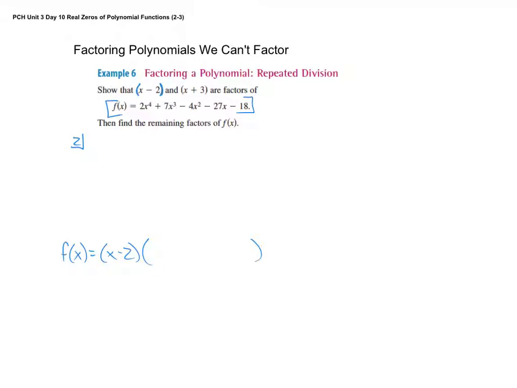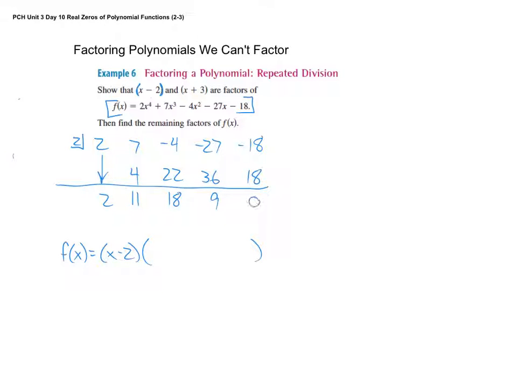So I put my 2 in the box. I've got 2, 7, negative 4, negative 27, and negative 18. And then I run through my process. I bring it down, times 2 is 4. Add down, times 2 is 22. Add down is 18, times 2 is 36. Add down, we get 9, times 2 is 18. And add down, and we get 0.